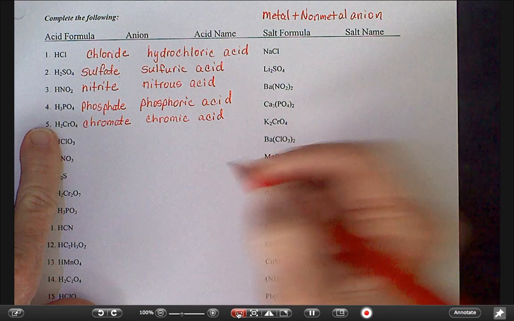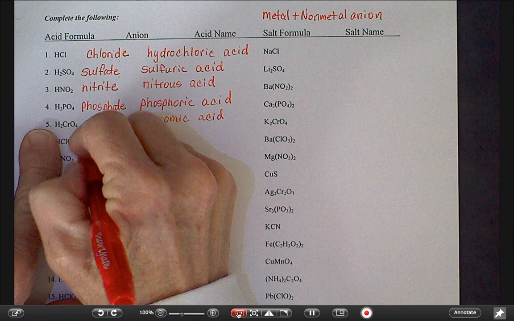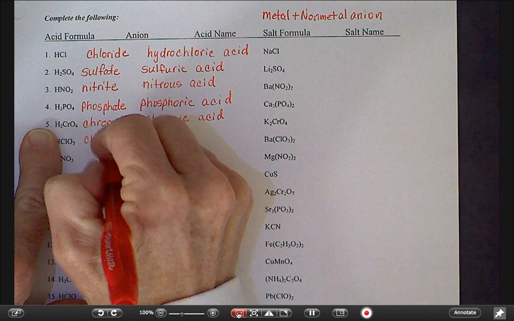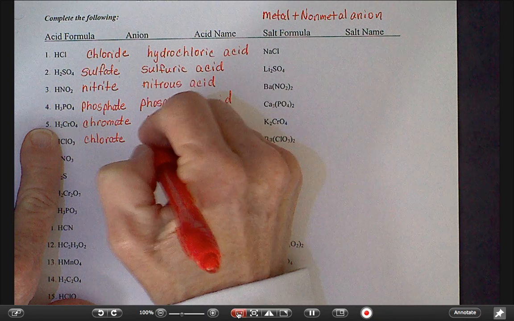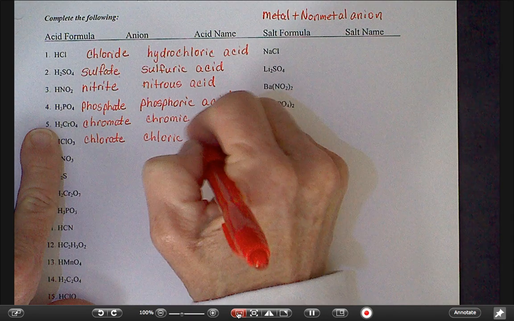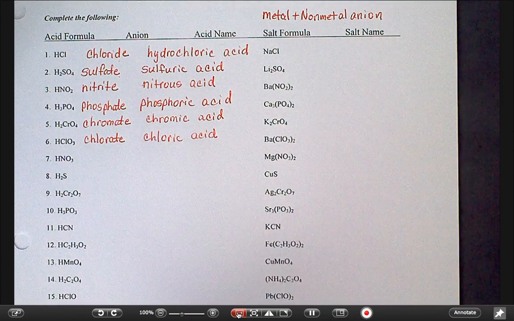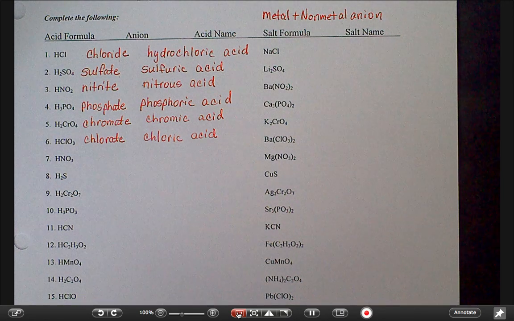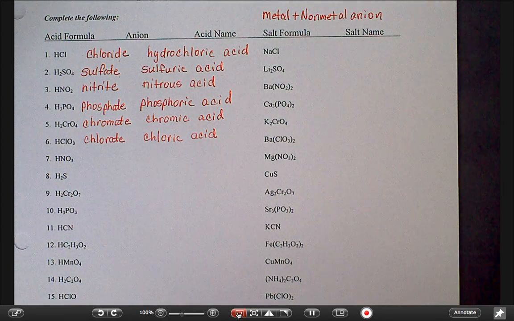Cover up the H. What do you got? Chlorate. Take off the ATE and put on IC. What is it? Chloric acid. Everybody going pretty good on that? Anybody have any questions? Alright, let's go to the right side.